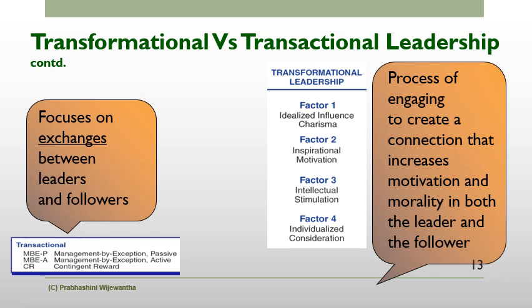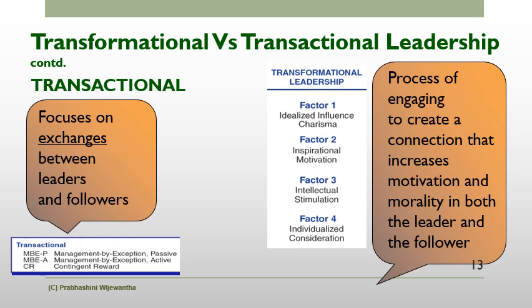So as we discussed previously, transformational leadership comprises four factors or four dimensions. The first one is idealized influence or charisma. The second one is inspirational motivation. The third is intellectual stimulation. And the final is individualized consideration. I am not going to elaborate or explain these factors in detail again because I have already done so.